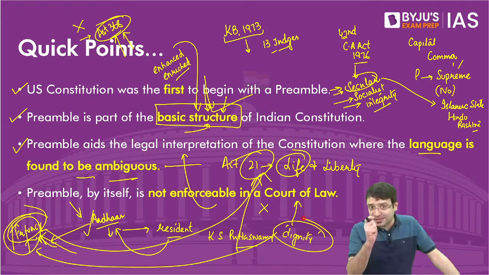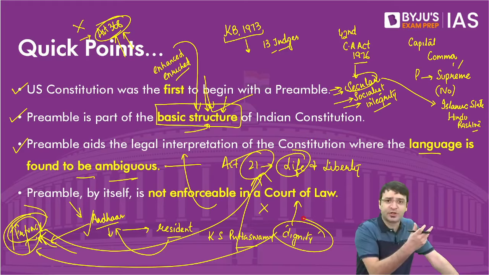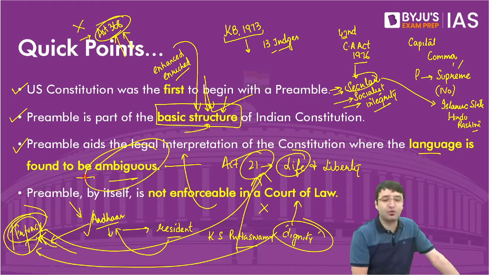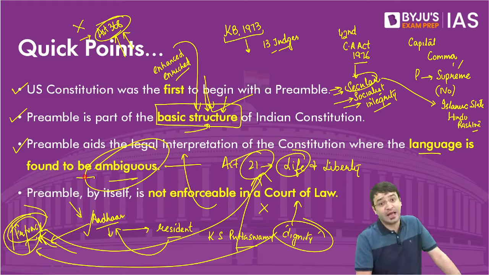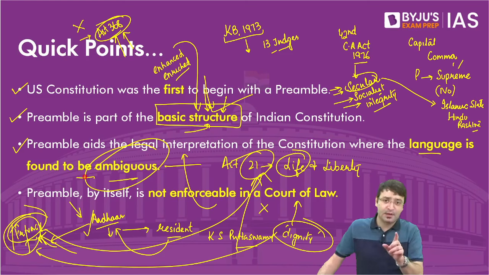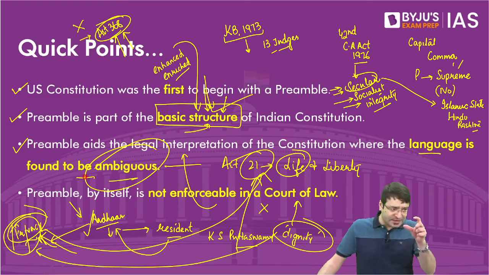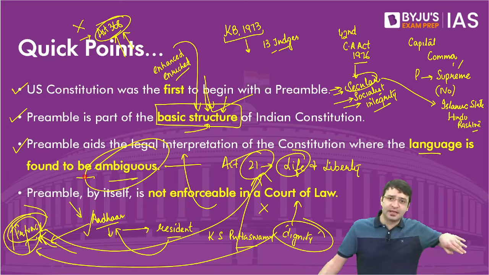So what is then the significance of preamble? It aids, it helps in the interpretation when the language is found to be ambiguous. That's the significance of preamble. So preamble can be amended, yes, but without altering the basic structure of the Constitution. So without altering the existing nature of the Indian state, which is sovereign, socialist, secular, democratic republic, you can add more nature, but you cannot delete anything.